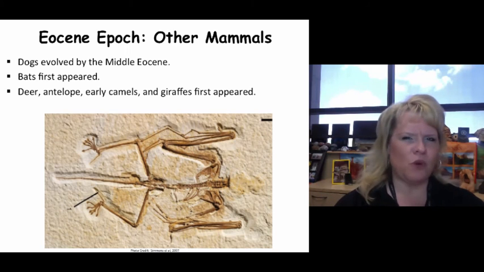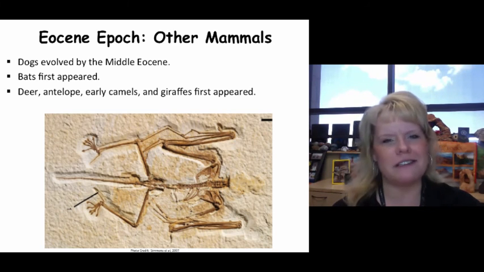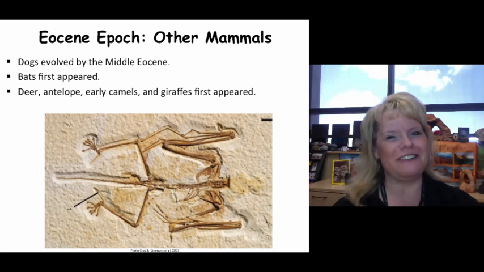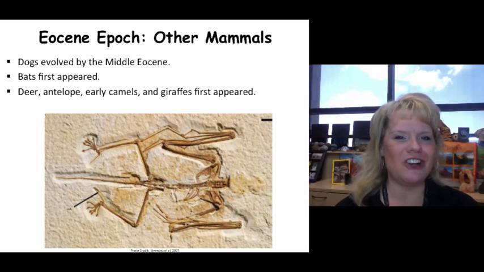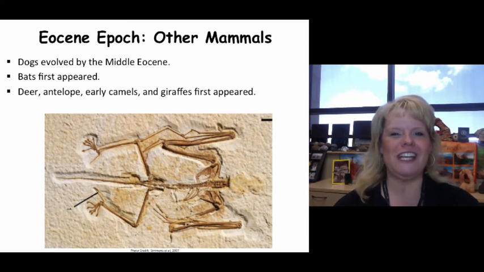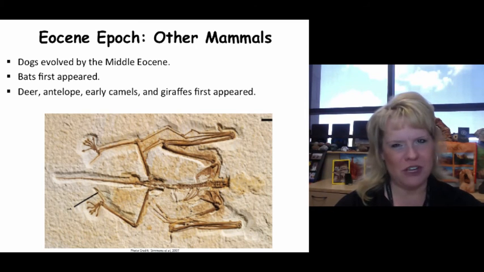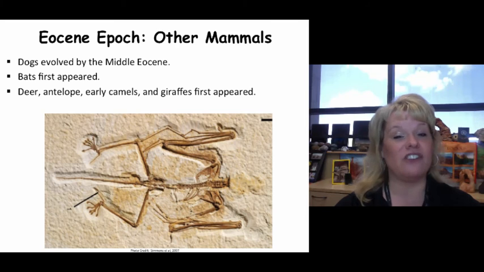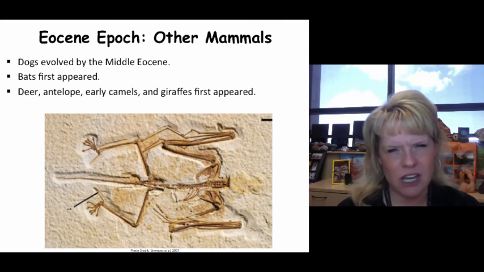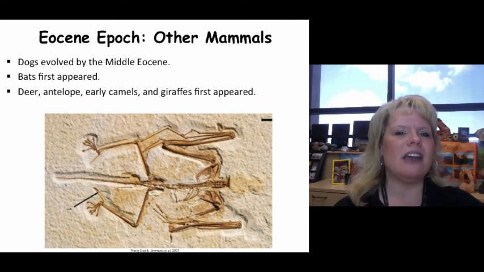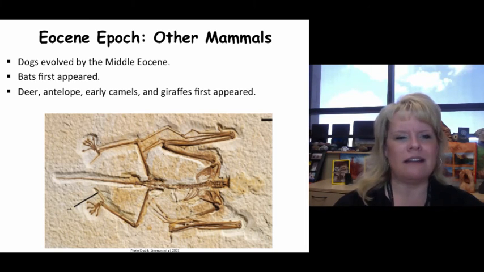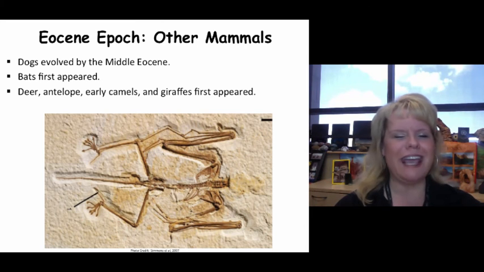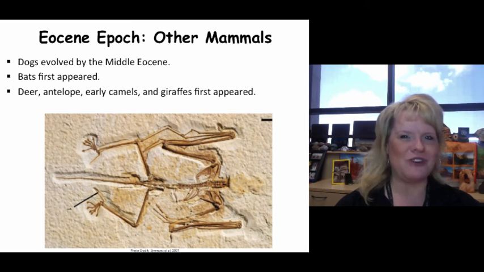What other mammals were important to the Eocene epochs? I think this is a pretty important one. Dogs made their debut by the Middle Eocene. So if you have a pet dog, you can go, oh, you're an Eocene animal. Bats first appeared. Now you may think, who really cares about bats? They are so fascinating. They are really interesting mammals. And they started having fossils, and that's what you're looking at in this picture, as far back as Eocene. Deer, antelope, early camels, and giraffes made their debut during the Eocene.